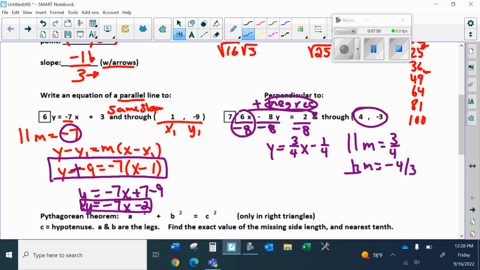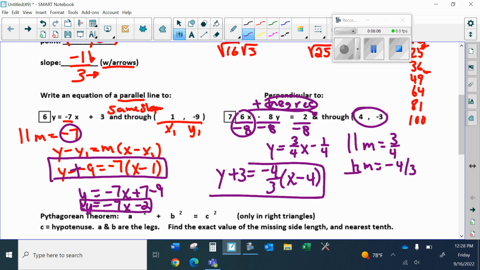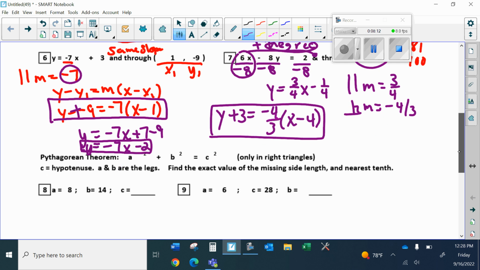And there's my point. So I just fill in the point-slope formula again. Y minus a -3 is +3. The slope, -4/3. That is the perpendicular slope. X minus 4. That is it. Very simple.